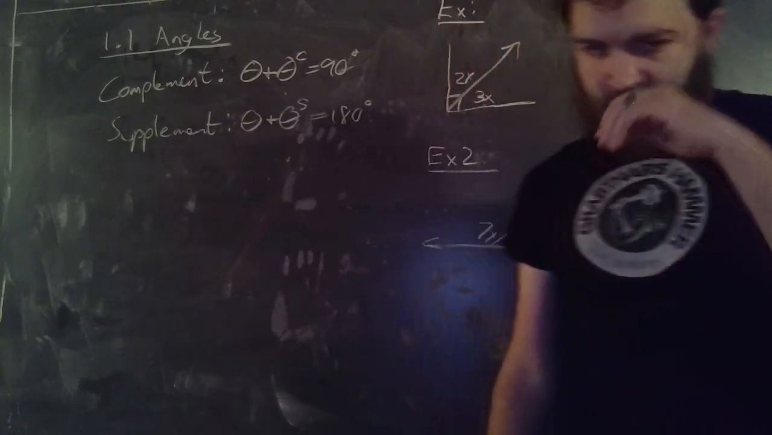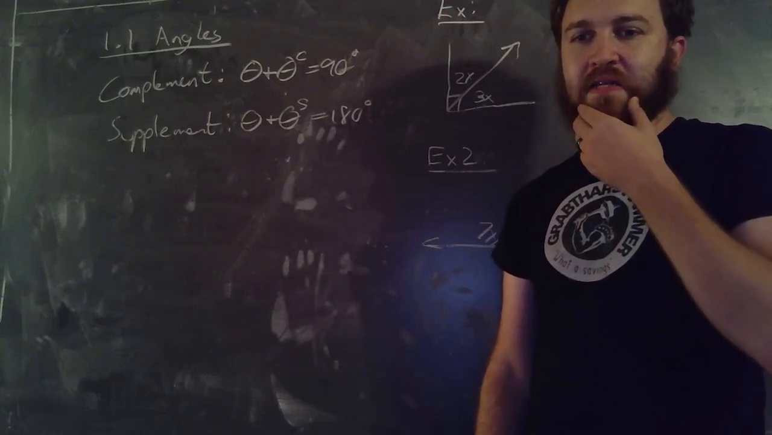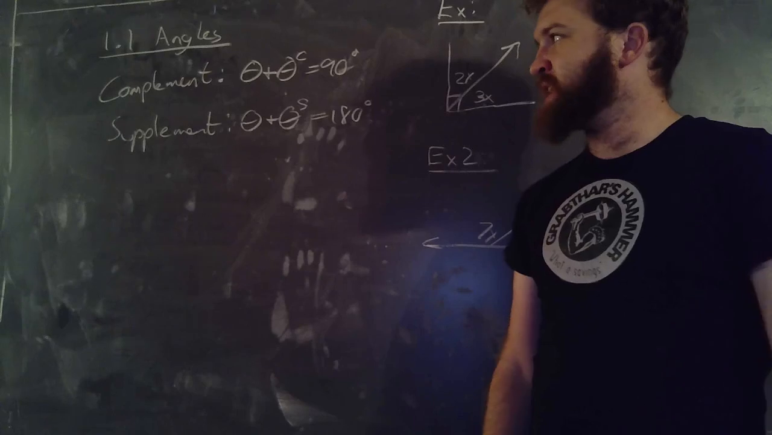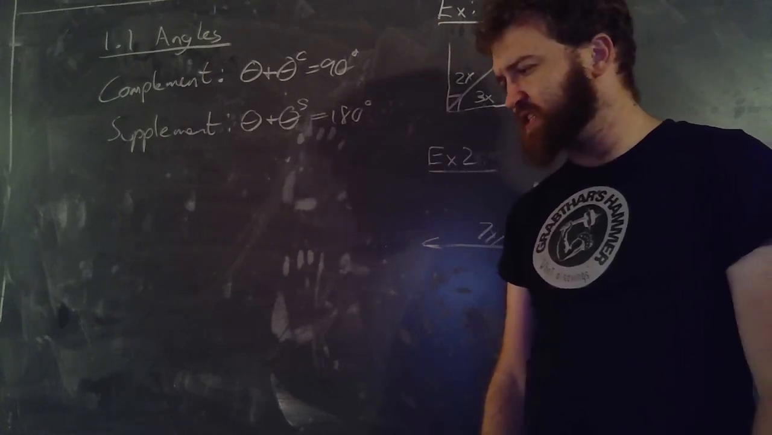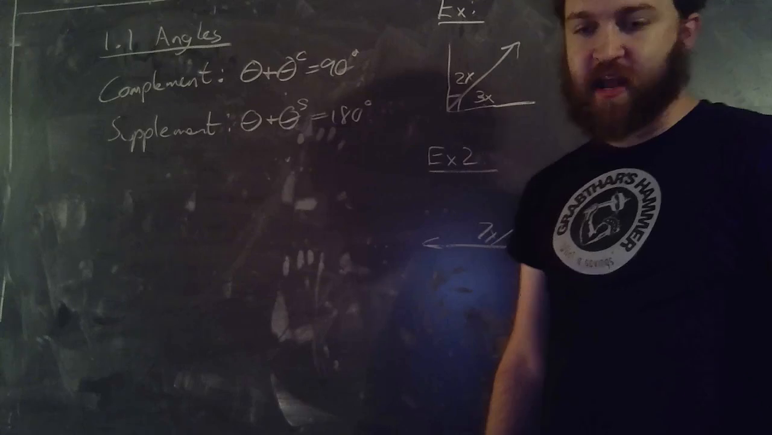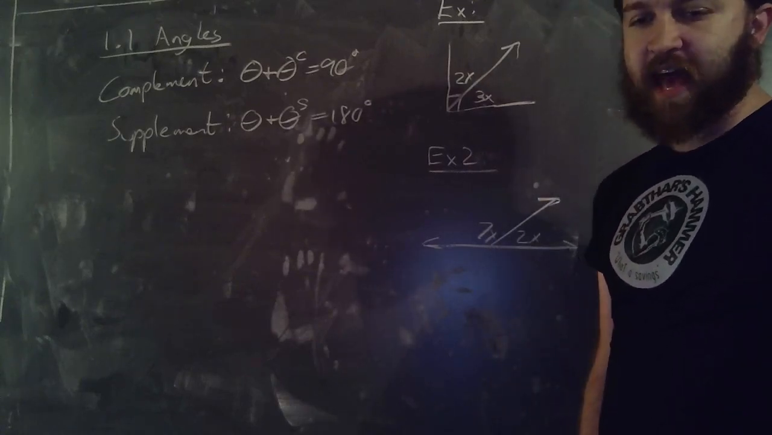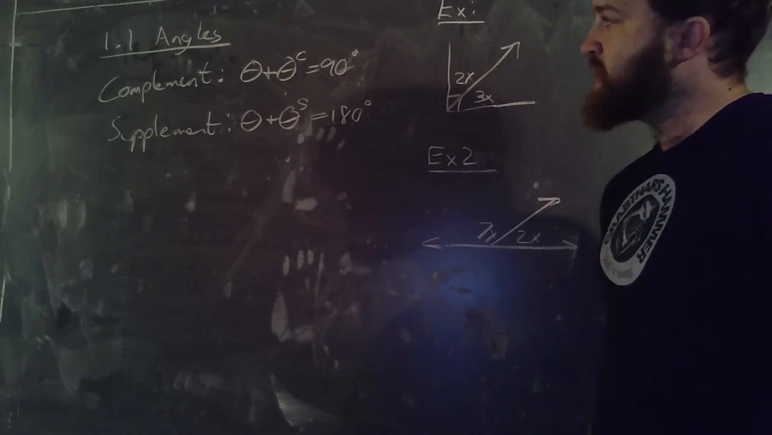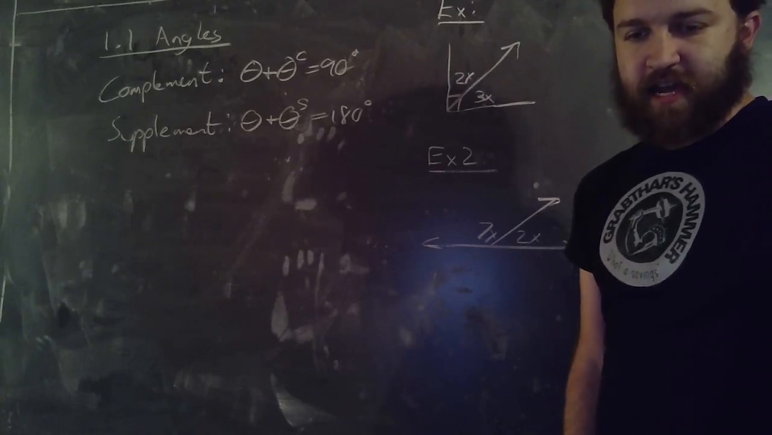So there are two definitions with angles that we want to be familiar with before we get into the meat of the course. And that is the definition of an angle complement and an angle supplement. The reason for this is that a lot of things can be defined in terms of complementary and supplementary angles, where complementary angles are any two angles that add up to make 90 degrees, and supplementary angles are any two angles that add up to make 180 degrees.